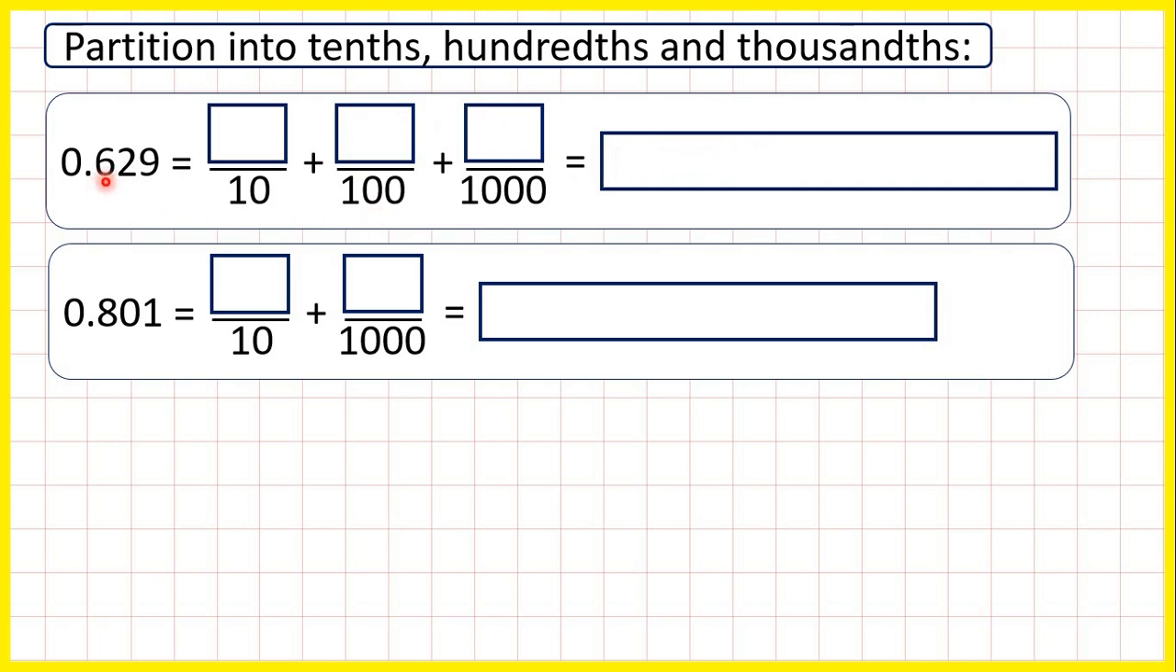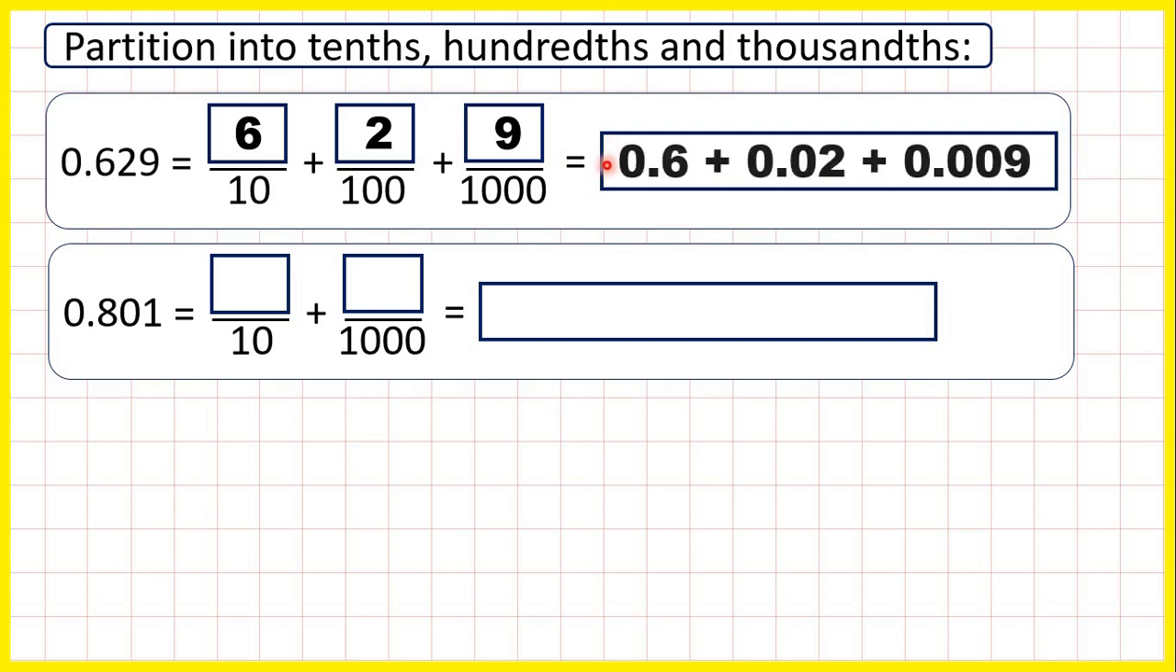So the first digit after the decimal point is the tenths digit, so we have 6 tenths. The second digit is the hundredths digit, so we have 2 hundredths. And the third digit after the decimal point is the thousandths digit, so we have 9 thousandths.